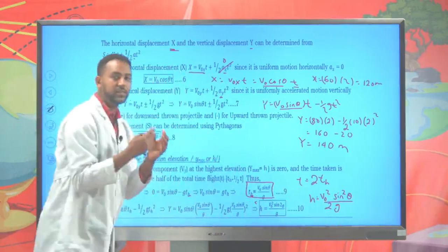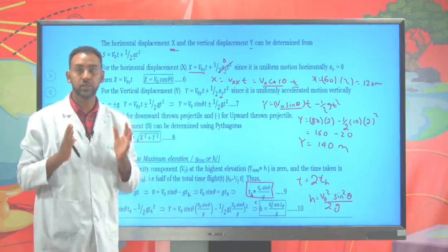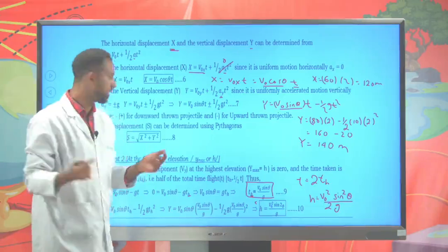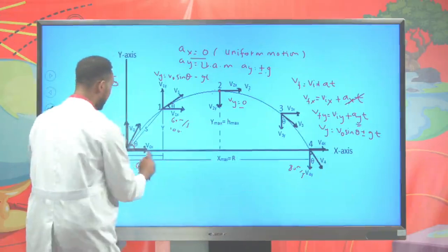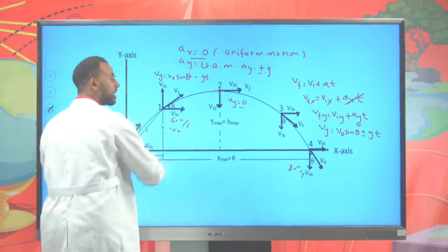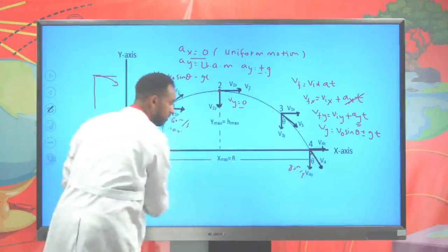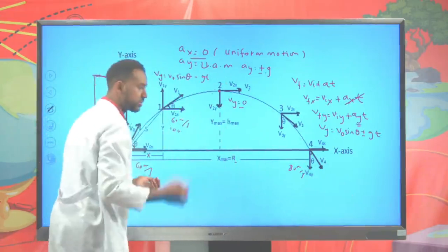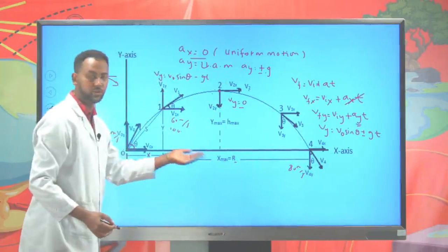Now, to find the maximum horizontal projection, which is sometimes called range, we have to use the maximum possible time. The projectile reaches the maximum height at half-time flight, but at the total time of flight it reaches the maximum horizontal projection, and this maximum horizontal projection is called range. That's why we use R.